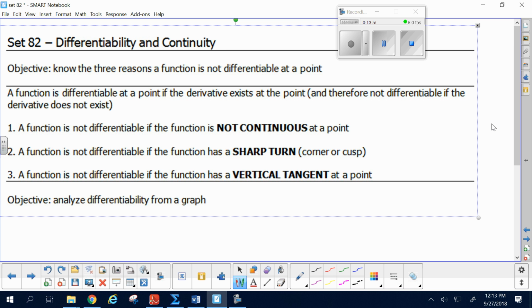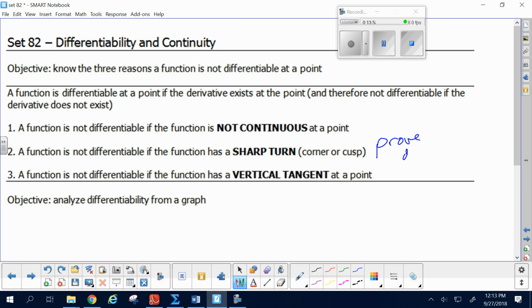A function is not differentiable if there's a sharp turn. That you'll often have to prove, and that's the hardest point on tonight's homework. You have to use the definition of the derivative, preferably the alternate definition. You had that on a test, but we need to practice it more, so I did include it in the notes. And a function is not differentiable at a vertical tangent. The derivative is the tangent slope, rise over run, and if it's going straight up, then the run is 0, and therefore the derivative is undefined.